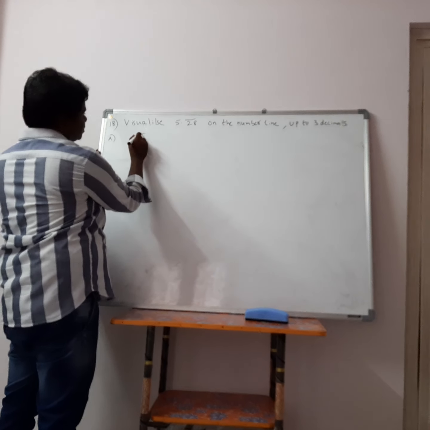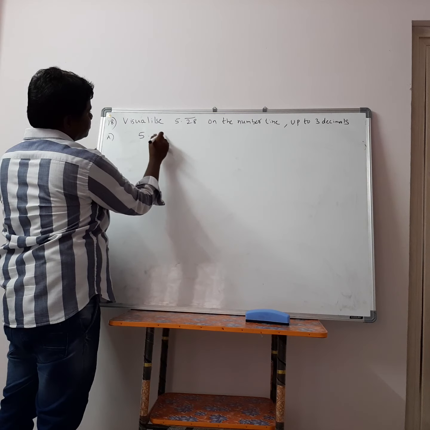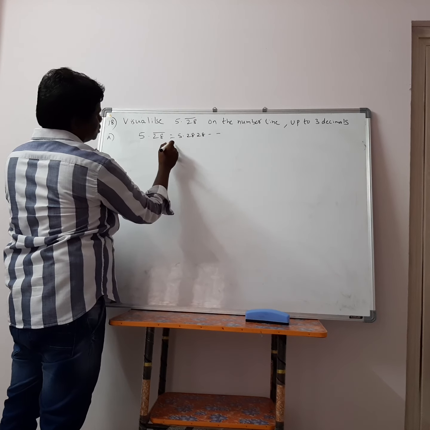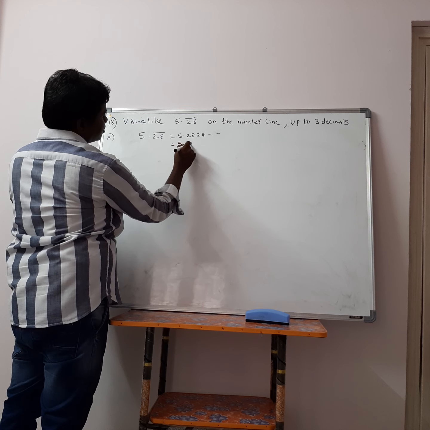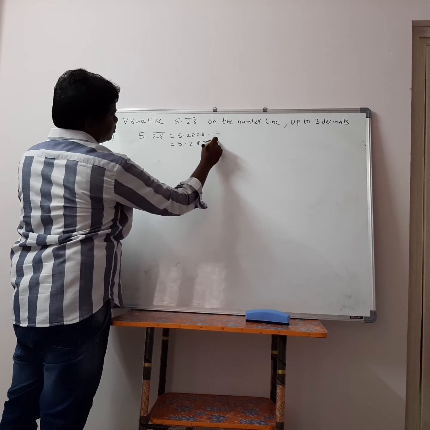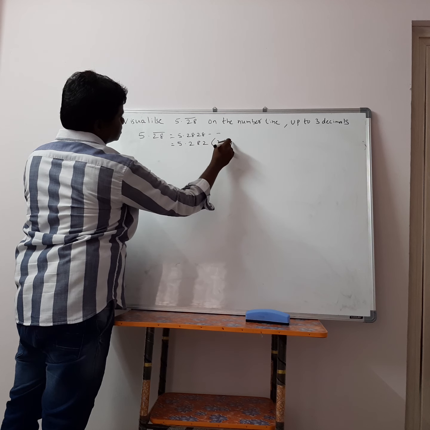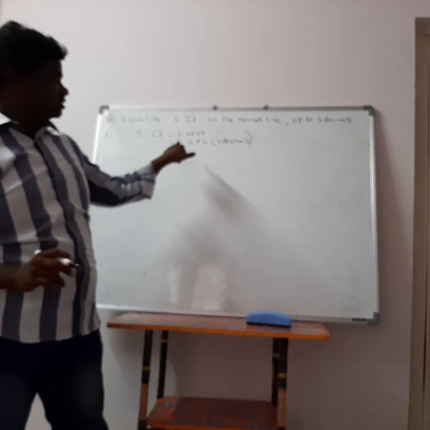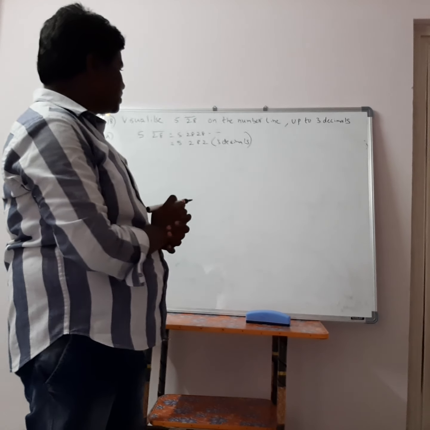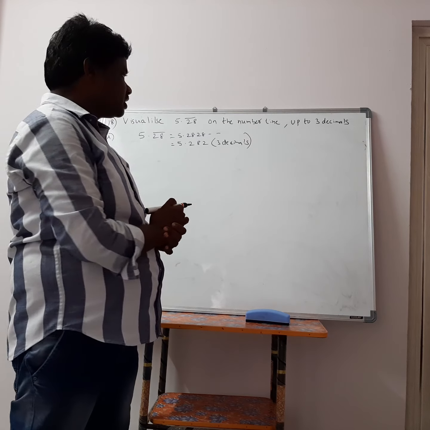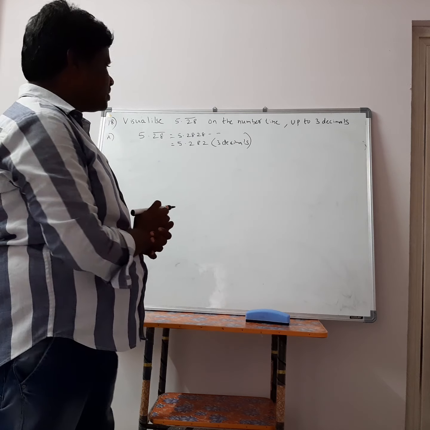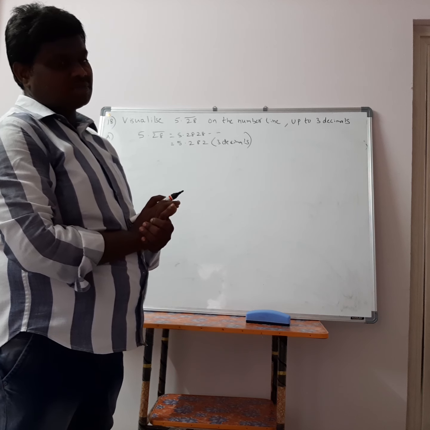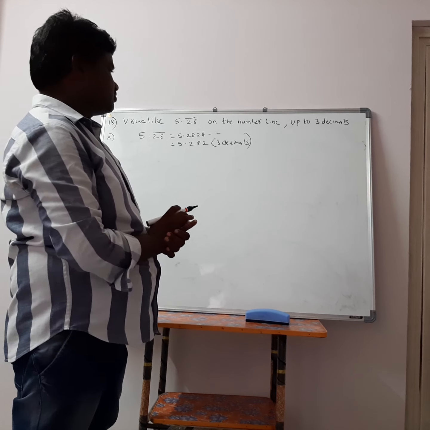So 5.28 bar equals 5.2828 and so on. Up to 3 decimal places means I will take 5.282, only 3 decimals. So children, now we want to represent 5.282 on a number line using successive magnification. That means decimal numbers can be represented on the number line using successive magnification.